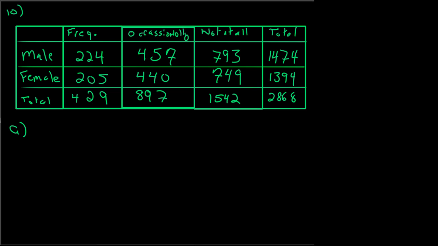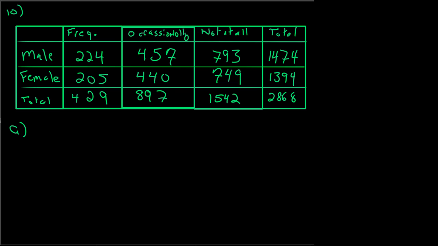Okay, for question number 10, we're looking at a survey that was done. The table shows the results of a survey that asked 2,868 people whether they're involved in any type of charity. A person is selected at random from the sample. For question A, we want to find the probability that the person is frequently or occasionally involved in charity work.